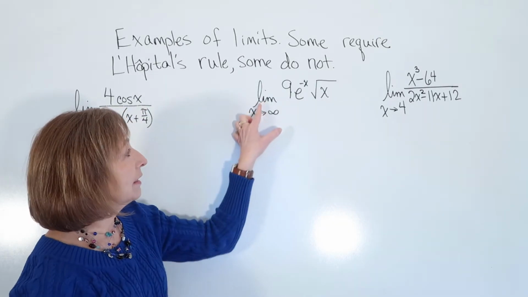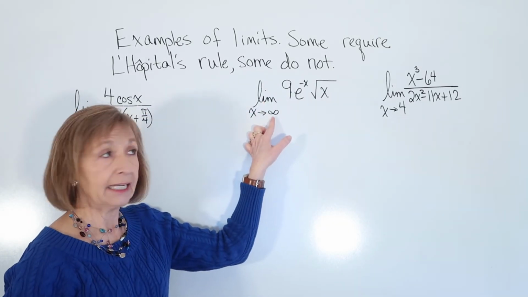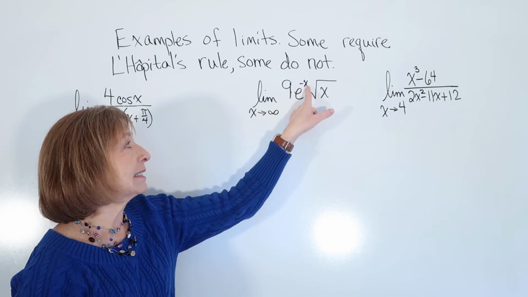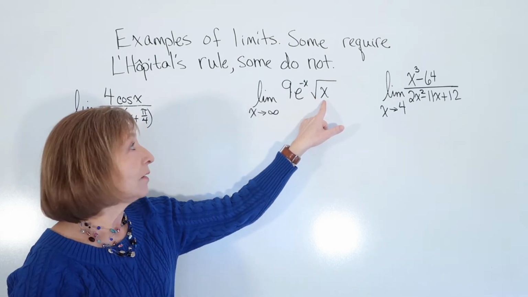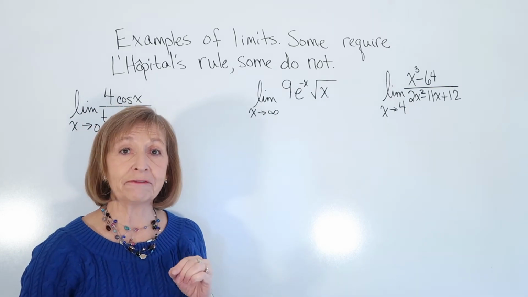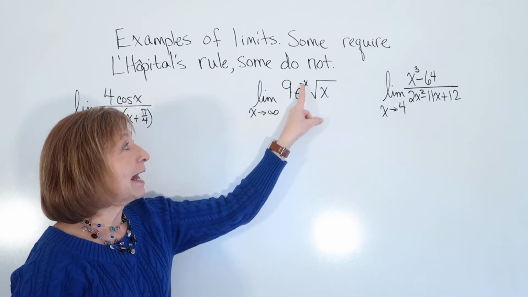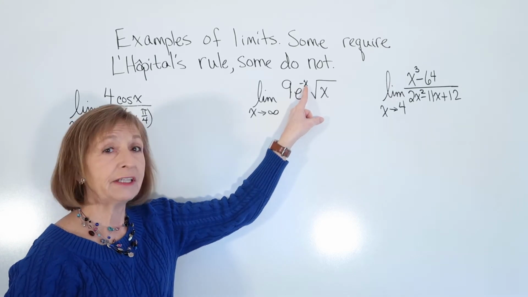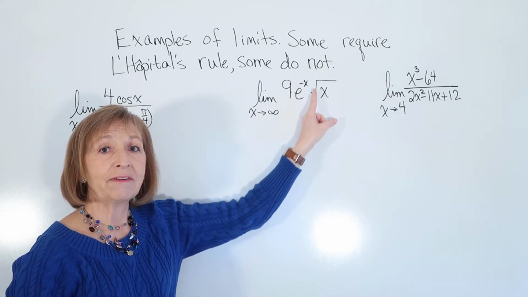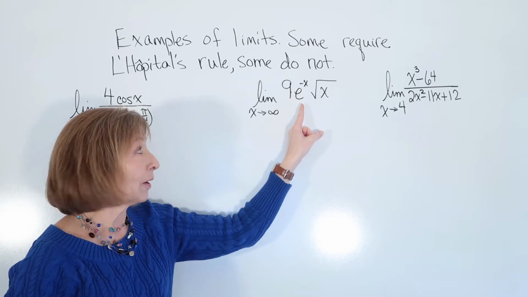Here I have the limit as x approaches infinity of 9 times e to the negative x times the square root of x. Well, as x is approaching infinity, I have my e to the negative value approaching infinity. Well, this value is approaching 0.